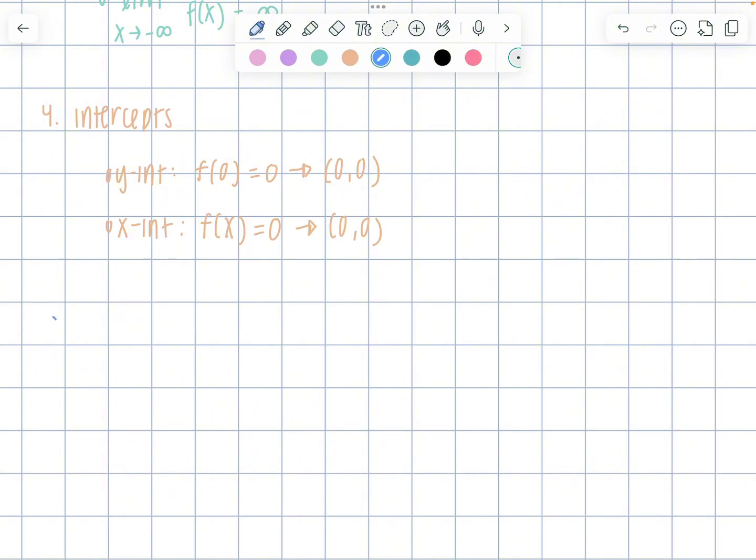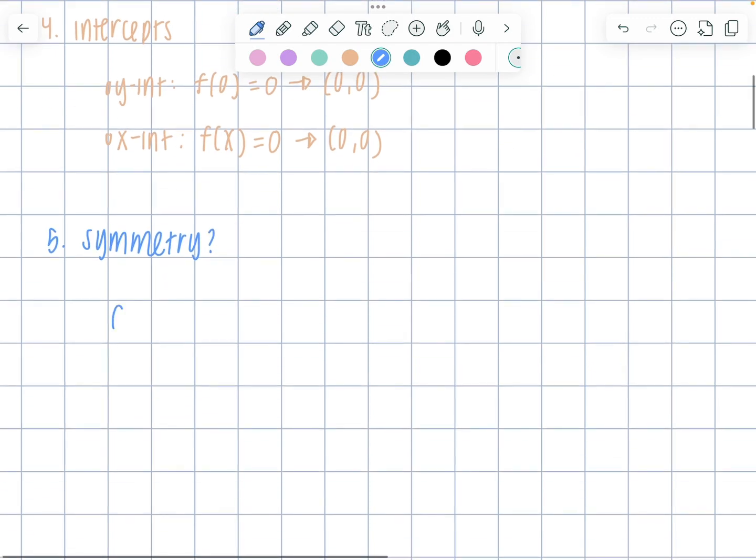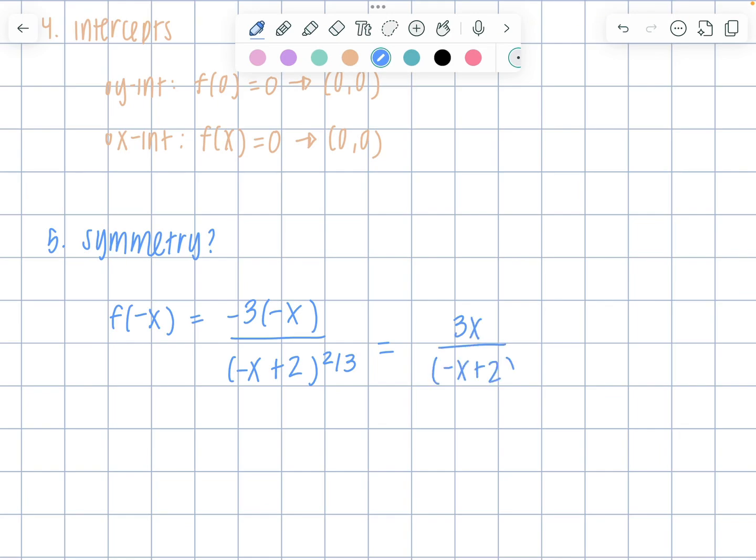The next test we will do is symmetry. To do this, we test f of negative x into our original function. This would yield negative 3 times negative x all over negative x plus 2 to the power of 2/3. When we simplify this, we would get 3x all over negative x plus 2 to the power of 2/3. We find that this is neither an even or odd function, so that means it neither has y-axis symmetry or origin symmetry.